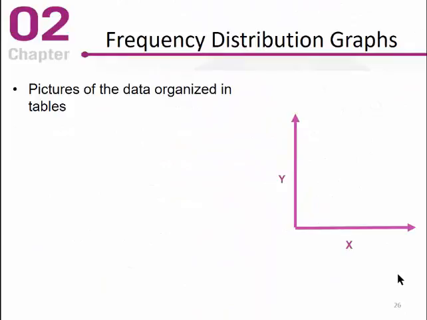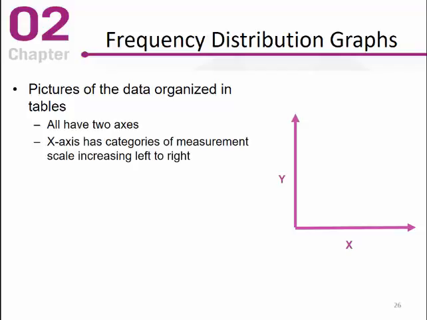Frequency distribution graphs are just pictures of the data organized in tables. So all of the graphs have 2 axes. The x-axis, which is typically displaying the categories of measurement, and what's important is that it increases from left to right. So if we look at the x-axis, usually the categories are displayed down here, and it increases from here to there. So here would be the 0, and then it goes 1, 2, 3, 4, whatever our numbers, and it increases to the right.